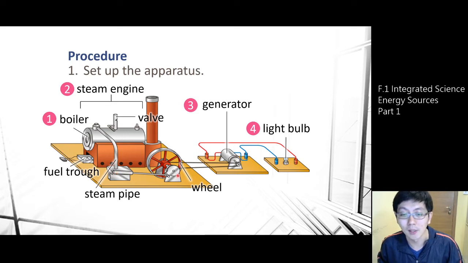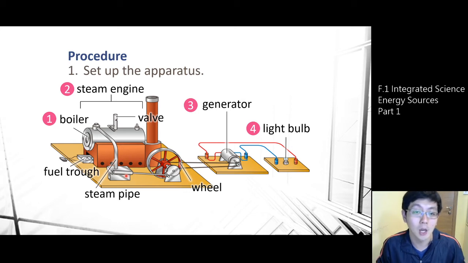Eventually, there are some parts that rotate the wheel. The wheel is turning, and this will turn the generator. If the generator is turning, it can generate electricity to make the light bulb light up. Now, this is the steam engine. In fact, this is a model of a generator in the power station. Power station generators work roughly in this way.